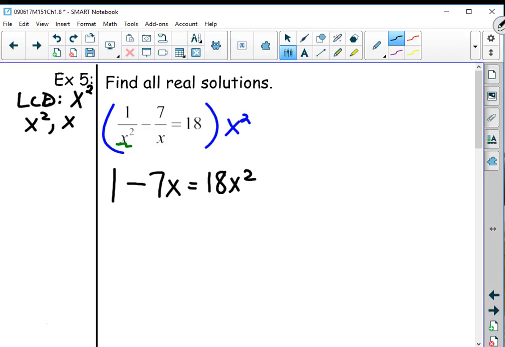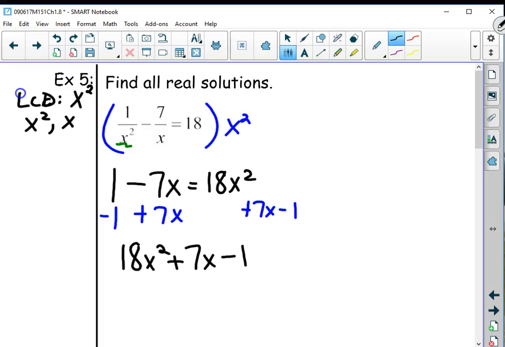So I have a quadratic. My x squared term is positive on the right, so I'm going to move the other two to join it. And we get this quadratic: 18x squared plus 7x minus 1.